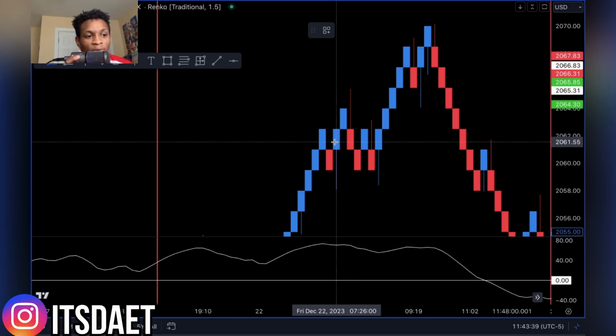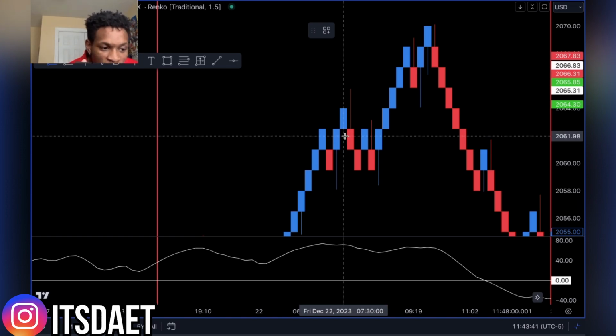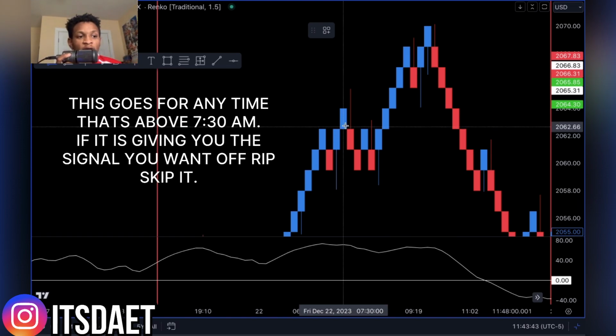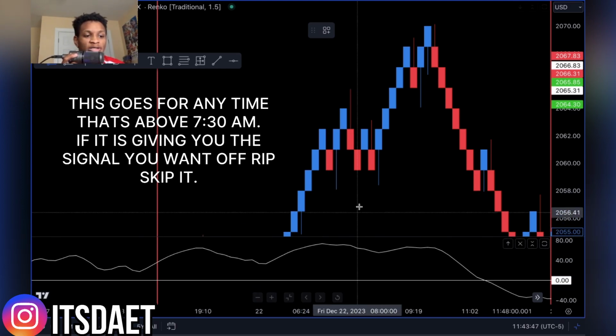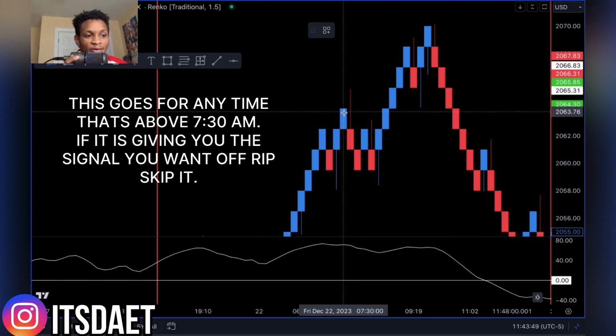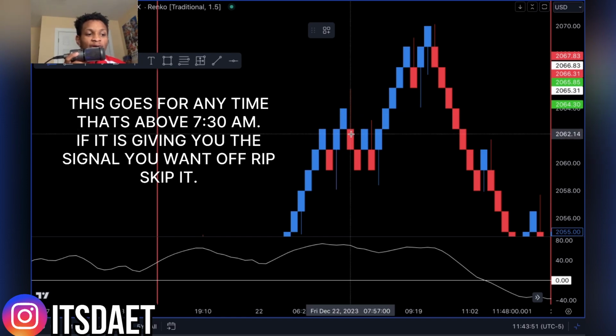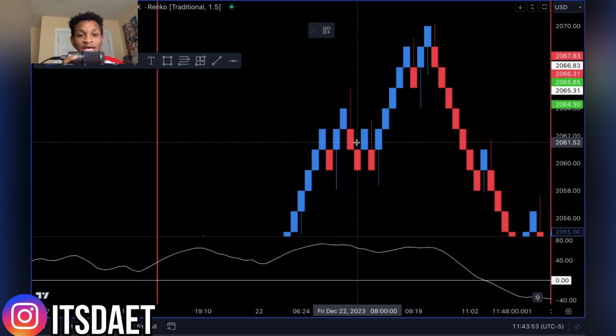This printed a blue brick. This printed exactly at 730. So you would think to get in, right? Because, you know, it's above the zero line, so we're looking for buys. Cool. No, bro. You wait for a retracement. You wait for the next blue brick afterwards. And it's the same with sells too.